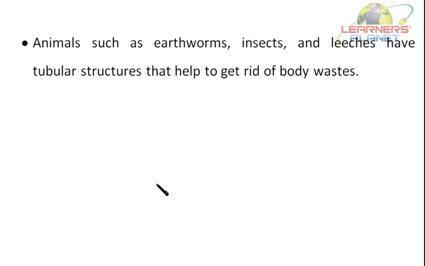So students, whenever our cells perform their functions, certain waste products are released, and these are toxic, and hence they need to be removed out from the body. So this process of removal of wastes produced in the cells of living organisms is basically called excretion. Right? So this is all about excretion in animals.